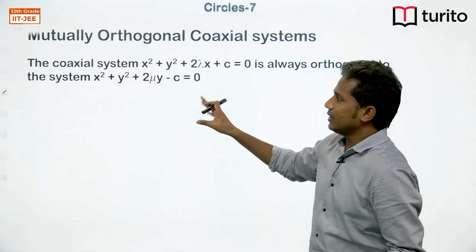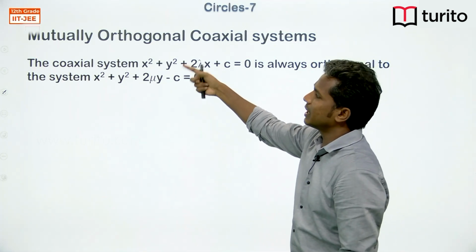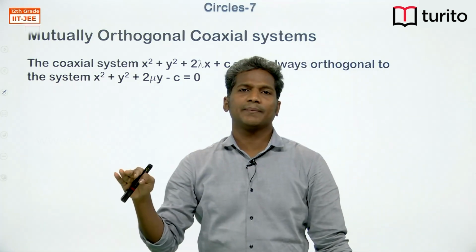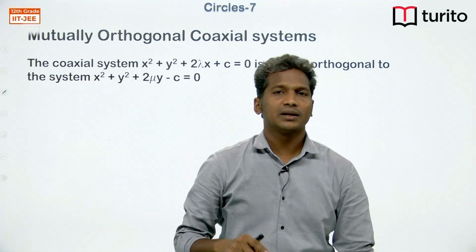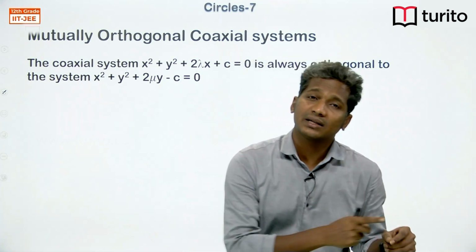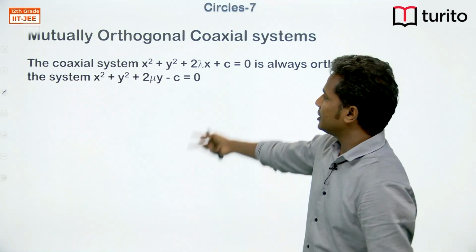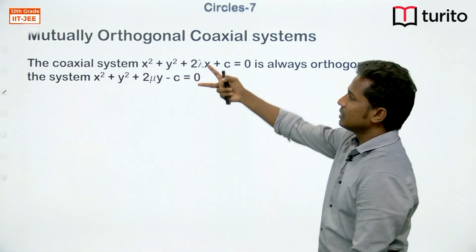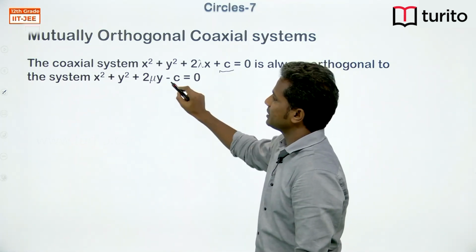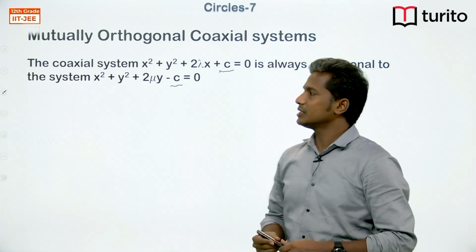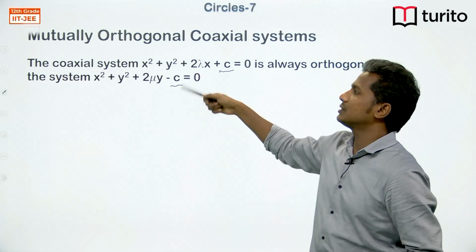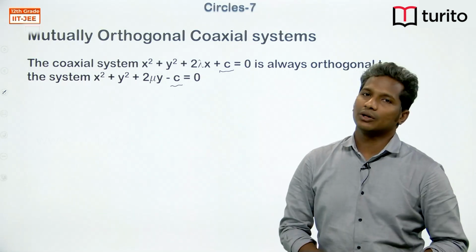In a way, we have designed systems such that one system has centers on the x-axis and the y-axis as radical axis. The other system has centers on the y-axis and the x-axis as the radical axis. Also, if you notice the constant term, one equation has plus c, the other equation has minus c. So when we apply the condition for orthogonality, these two systems always come out to be orthogonal systems.